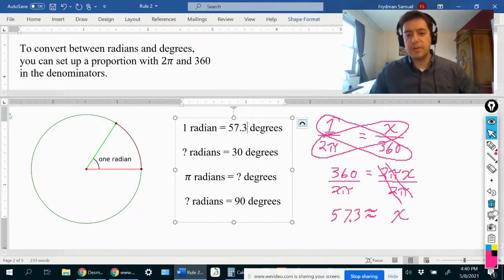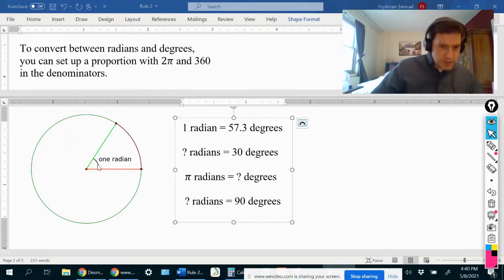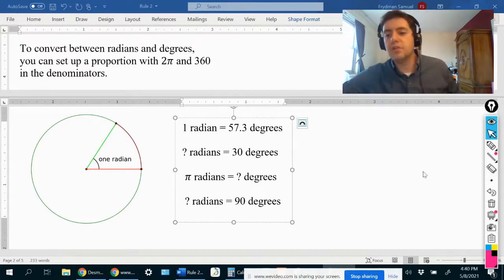Okay, let's do some other examples. How many radians would be the same as 30 degrees? So 1 radian is more than 30 degrees, right? 30 degrees would be about here, right? So this would be about 30 degrees, okay? So let's just do it.